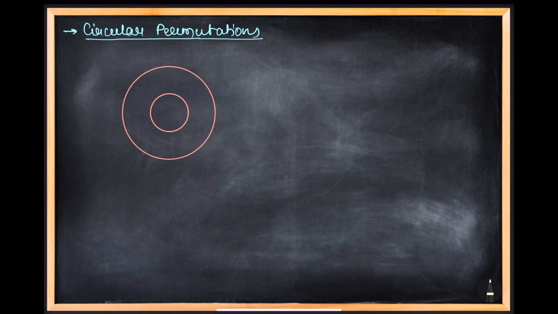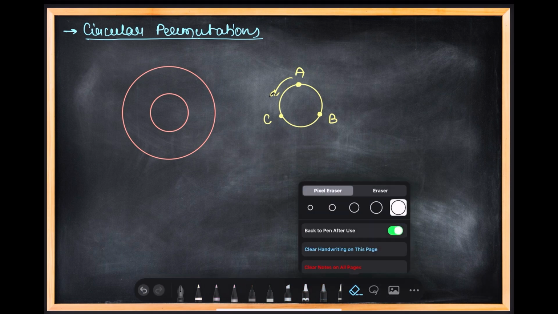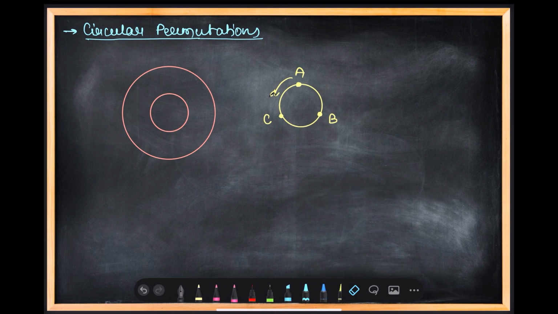Suppose that you have arranged them in this order. Suppose here is A, here is B, and here is C. So this is one of the arrangements, meaning on the right hand side of A there exists C, and on the left hand side of A there exists B. Now you have asked them to memorize the arrangement.